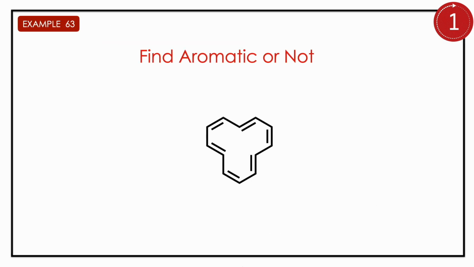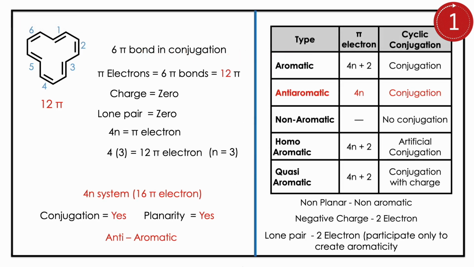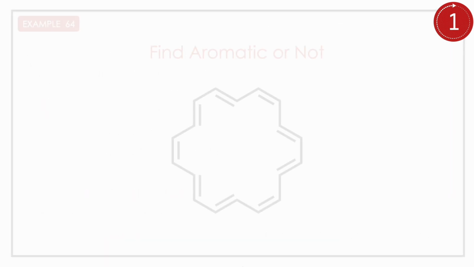Then the next example. You have an annulene system, which is a smaller macromolecule with conjugated double bonds. We should find whether the given compound is aromatic or not. The compound is [12]annulene. [12]annulene means it has 6 pi bonds, totally 12 pi electrons. Charge is 0, lone pair is 0. So it's a 4n pi electron system, where n equals 3. Conjugation is definitely there. Planarity is definitely there because of all sp2 carbons. So 4n, conjugated, planar means it's an anti-aromatic compound.